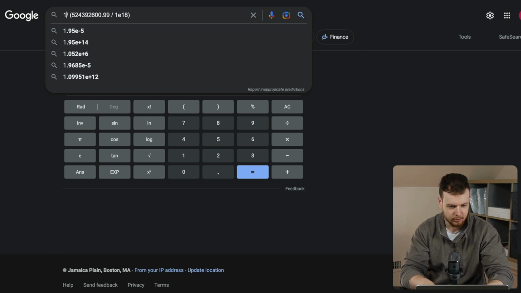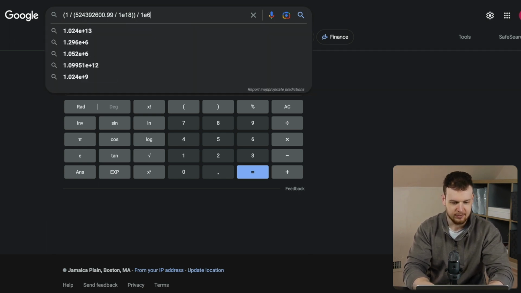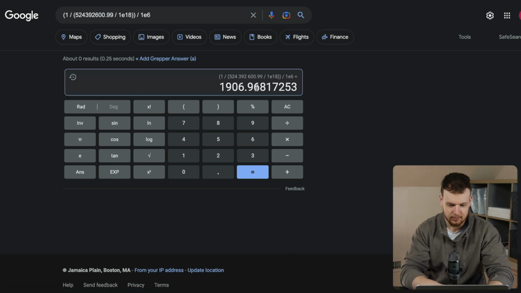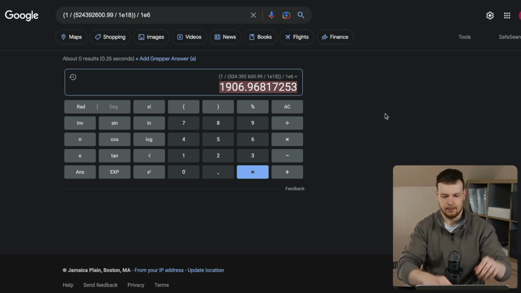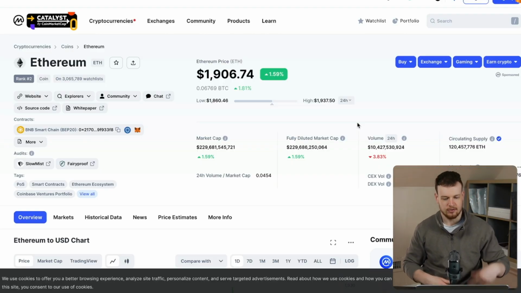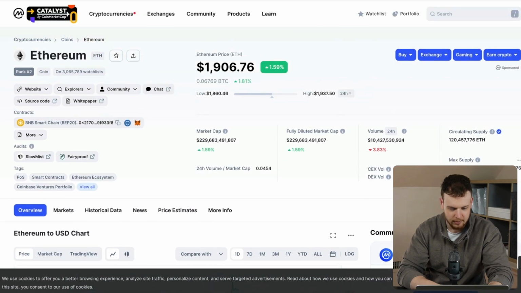We're going to get the reciprocal of this, and when we get the reciprocal, we're going to divide that by 1E6 to get the final price, which is 1906.9 now. And we can see that the price of Ethereum has been going slightly down since we did that initial calculation.